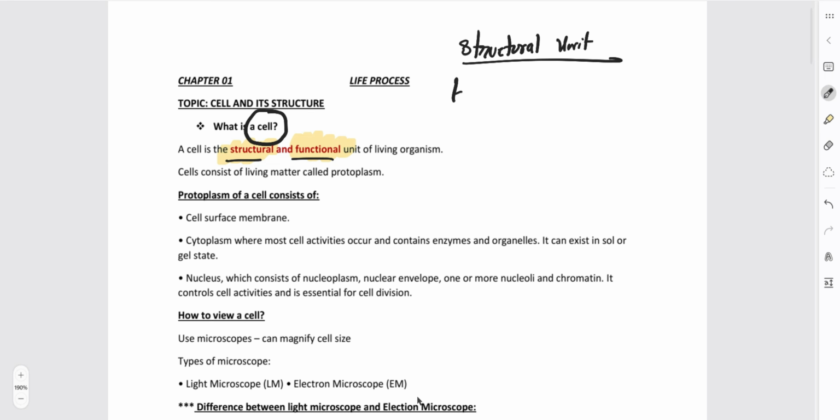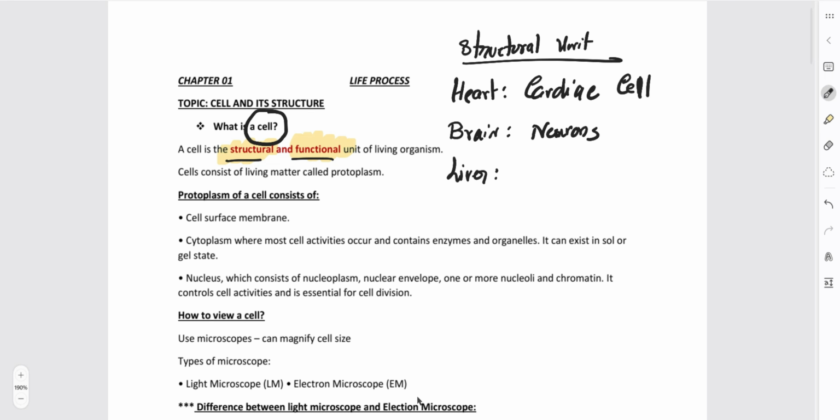Let me write this down. The heart is made up of cardiac cells. We are going to talk about this cell in the blood and circulation chapter, right? Then the brain is made up of neurons, right? Then the liver, which is made up of hepatic cells, right? And so we can say that cells build up our structures. So we say that the cell is a structural unit.